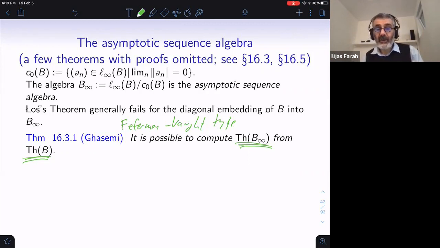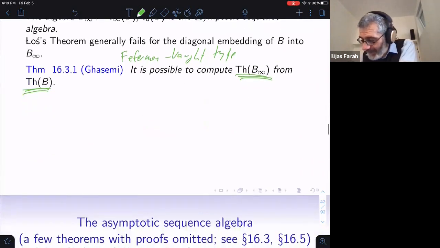I'm not telling you how to compute it because it is a messy business. So the statement doesn't look nice. It's a great theorem and very useful, but it's a kind of messy business.